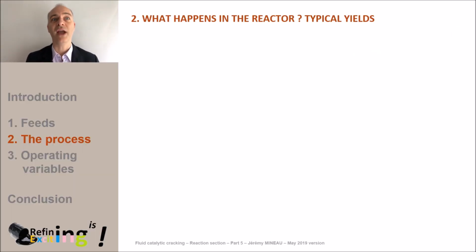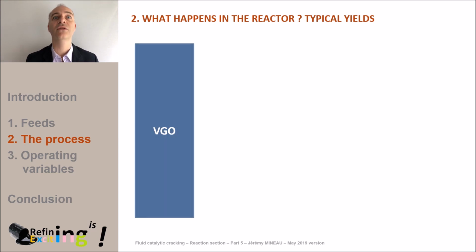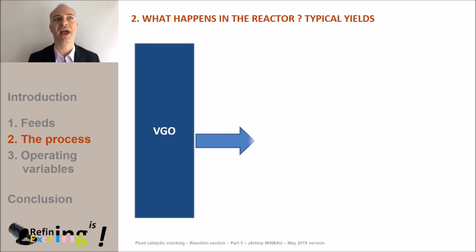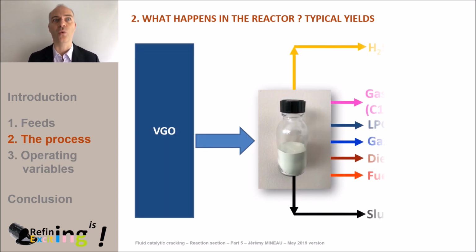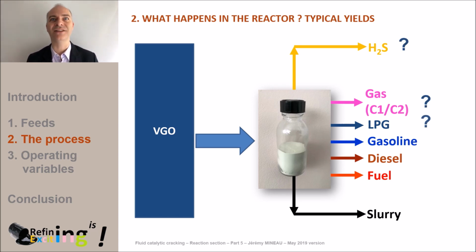The selectivity of a catalyst is simply quantifying the molecules that form during chemical reactions. Or, in other words, it answers the following question. How much gas, gasoline, diesel are we going to produce in the FCC reactor?